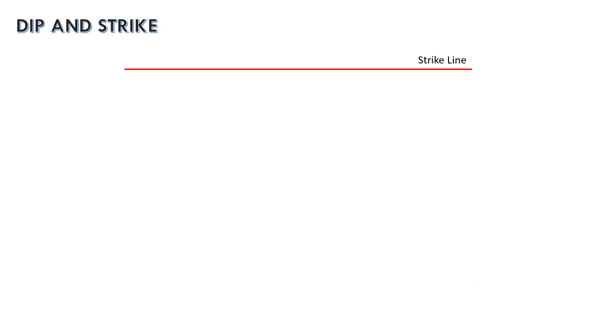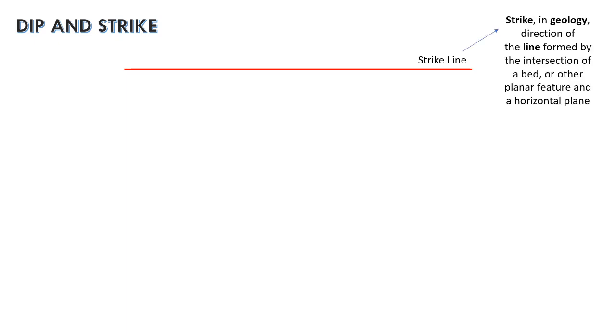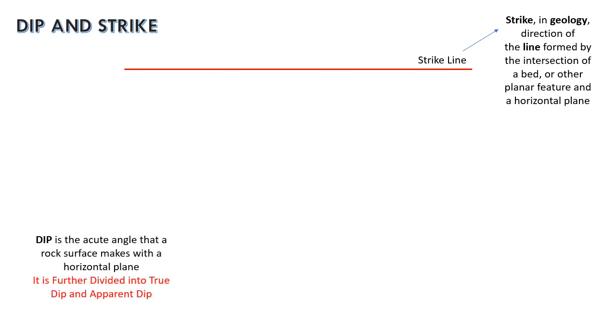So the line on the ground or the trend of the rocks, that is called as the strike. So that strike in geology is the direction of the line which is formed by the intersection of the bed or the other planar features and a horizontal plane. So where the bed and the horizontal plane intersect, that line is called as the strike line.